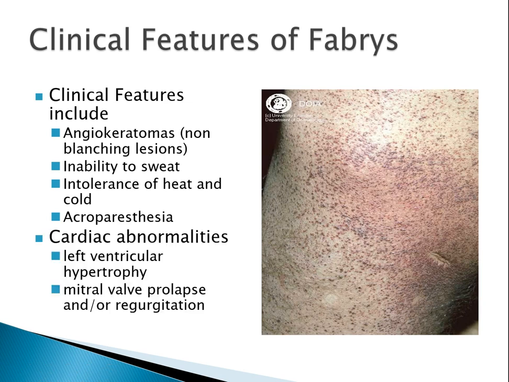Cardiac abnormalities, left ventricular hypertrophy and mitral valve prolapse. The left ventricular hypertrophy occurs because of a lot of little teeny ischemic events in the heart. And again, premature stroke.